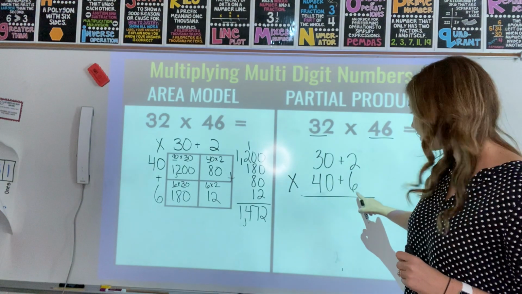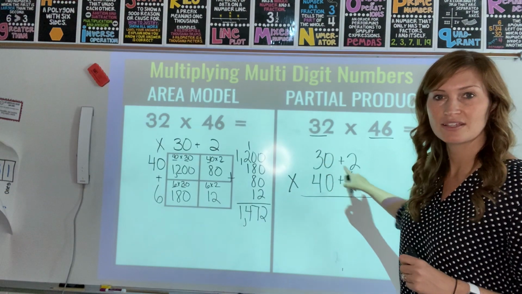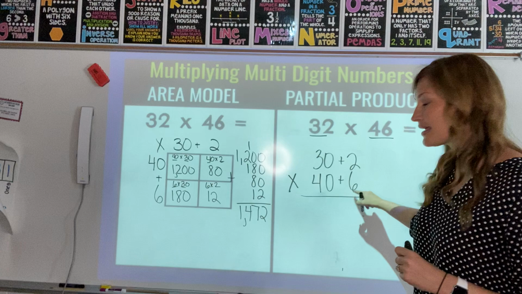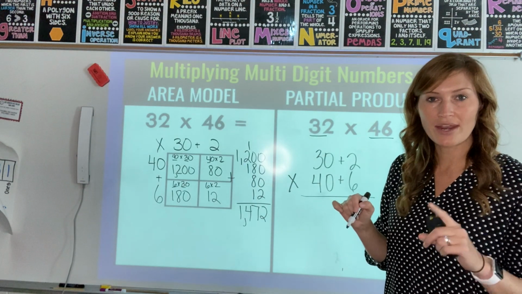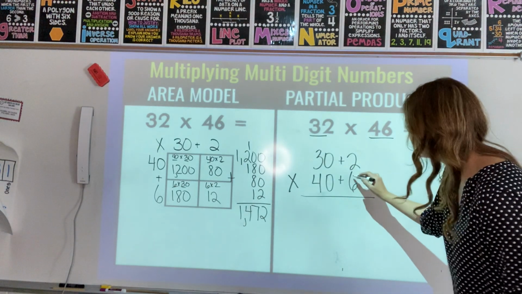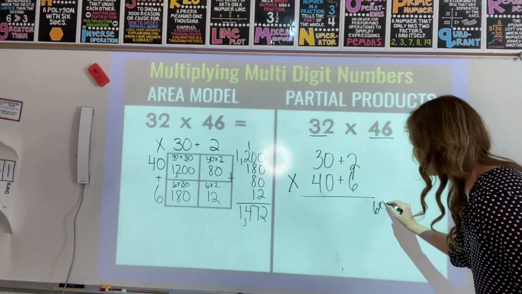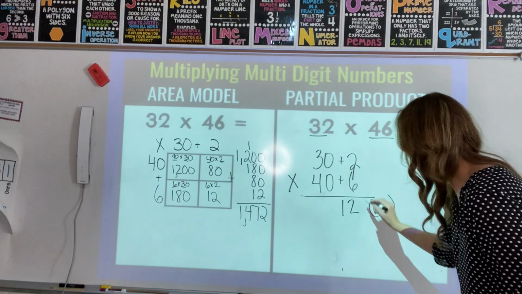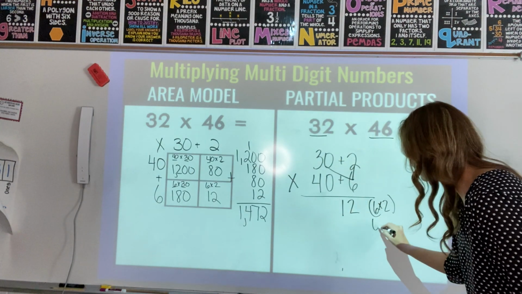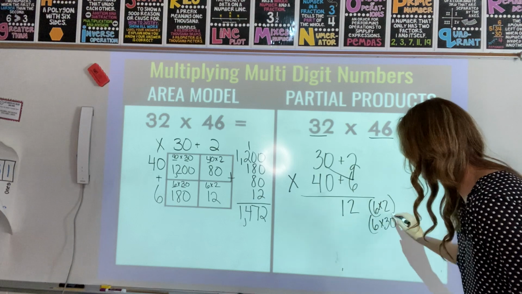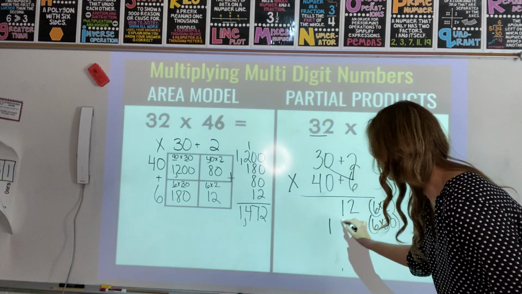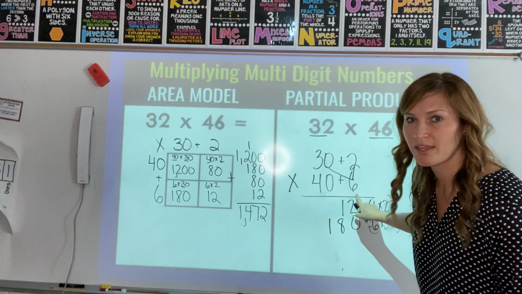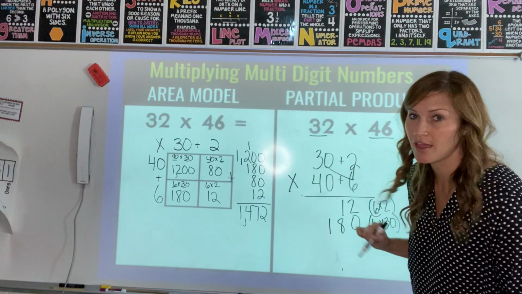Okay, so now I'm going to start with my bottom, my ones, and I have to multiply my ones times my ones and then my ones times my tens. So the bottom number, we multiply it by both top numbers. And as I do that, I'm going to draw a line to show that I have multiplied those numbers. 6 times 2, 12, then 6 times 30, 180.